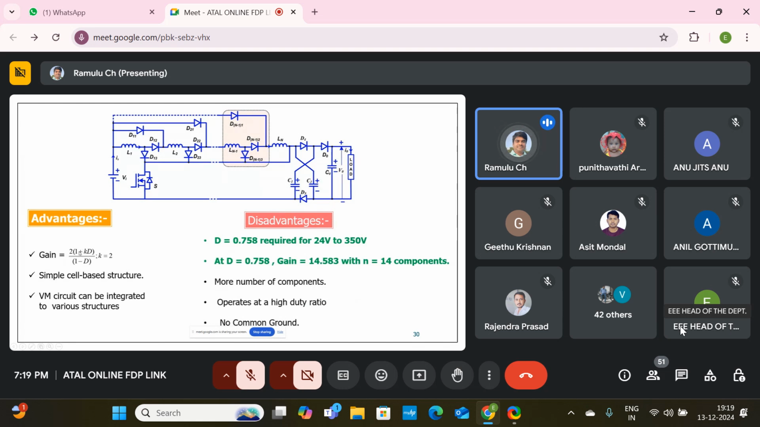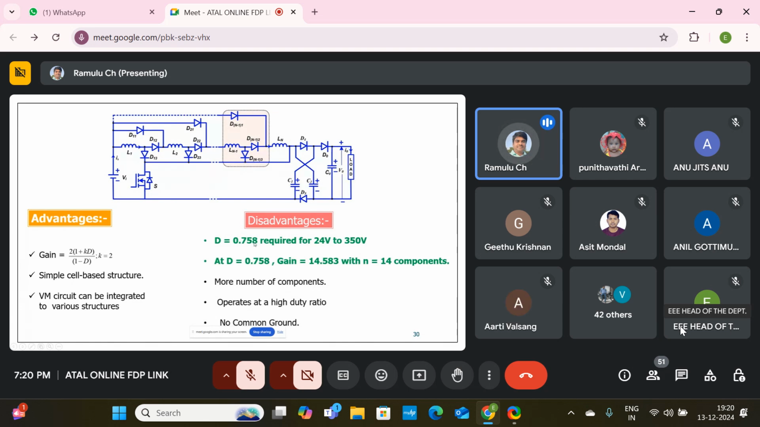You can go through the papers and then only you will get some knowledge. It has a simple cell-based structure, like this one, and the voltage modulation circuit can be integrated into various structures. Coming to the main drawback of this particular configuration: D equal to 0.758 is required for 24 volts to 350. If you want to boost 24 volts to 350, your duty ratio should be 0.758.